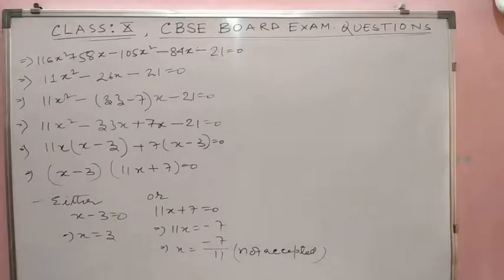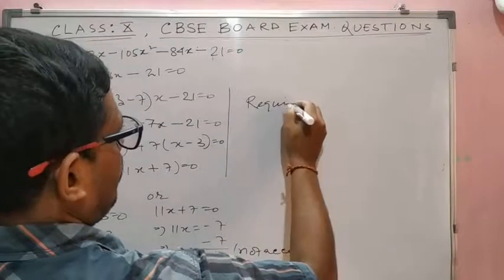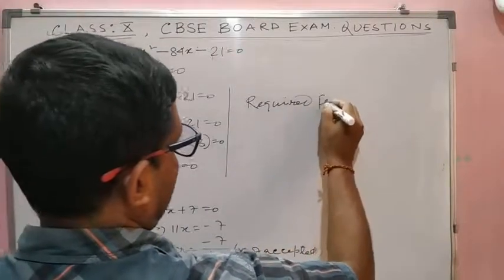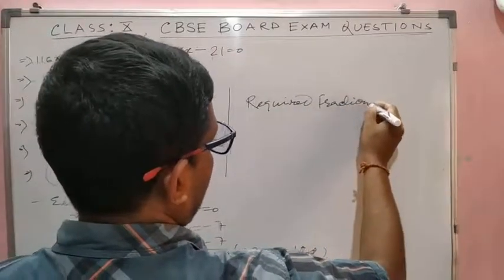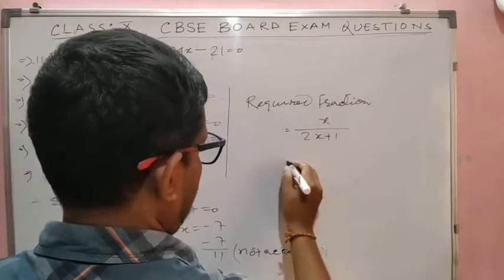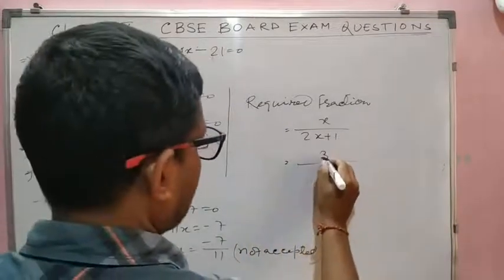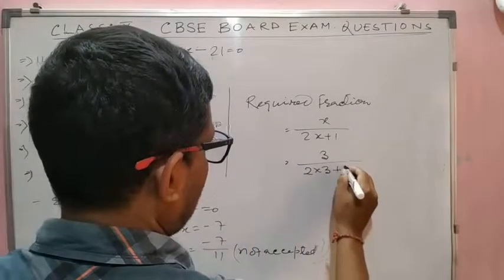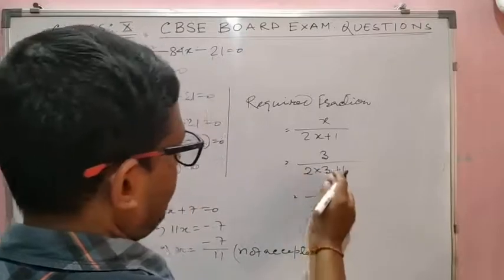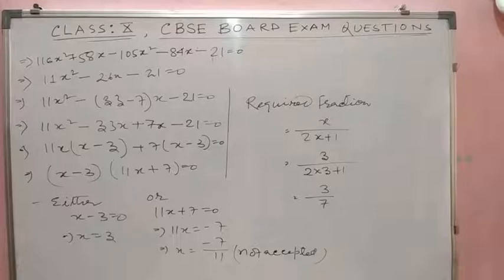Therefore the value of x is 3. Hence the required fraction equal to x by 2x plus 1. This was our fraction. So the value of x is 3 and 2 into 3 plus 1 is 7. So 3 by 7 is our required fraction.